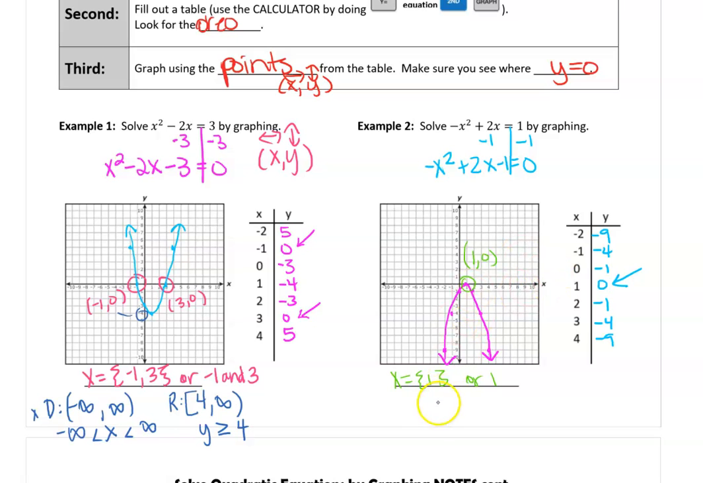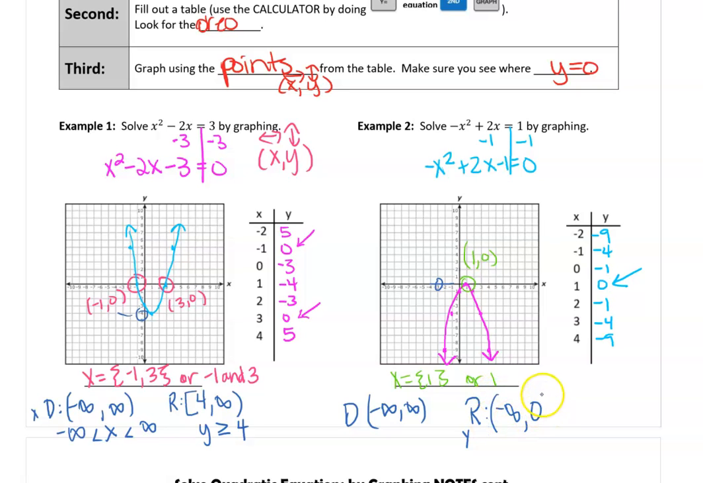Domain on this one, I'm not even going to cover because domain is going to be negative infinity to positive infinity, always. Range is different. So here's my y values. It has a highest point at, well, this would be 0 actually. So y is going to go, the highest point is 0 and the lowest point is negative infinity. So negative infinity to 0.